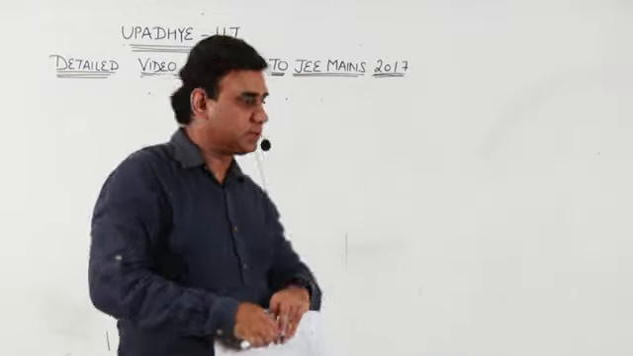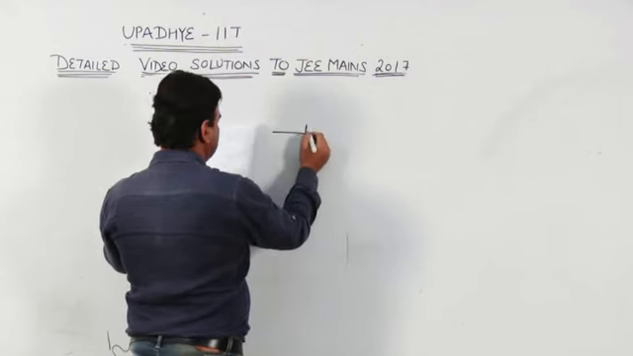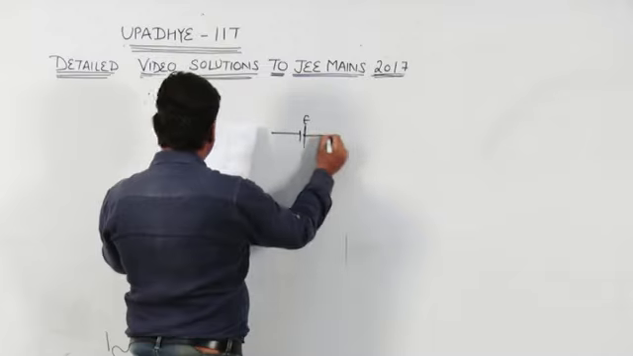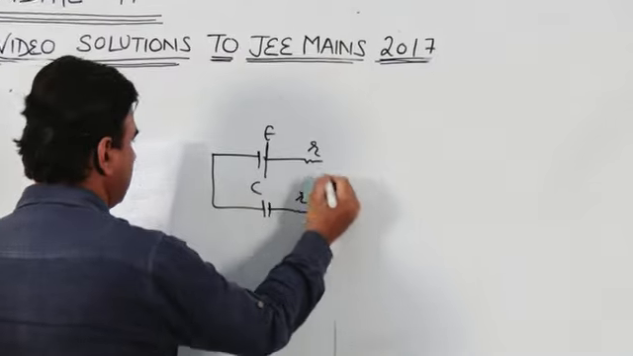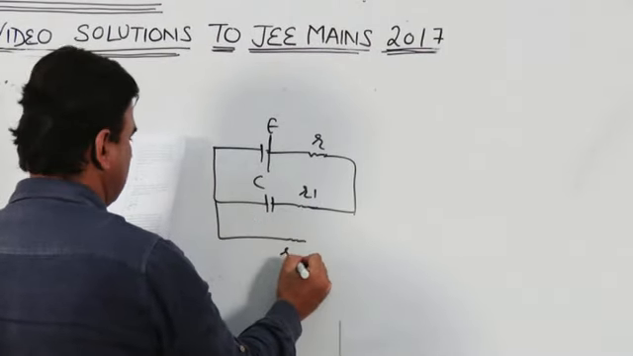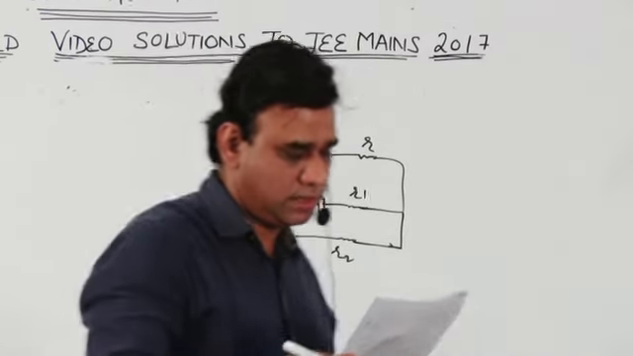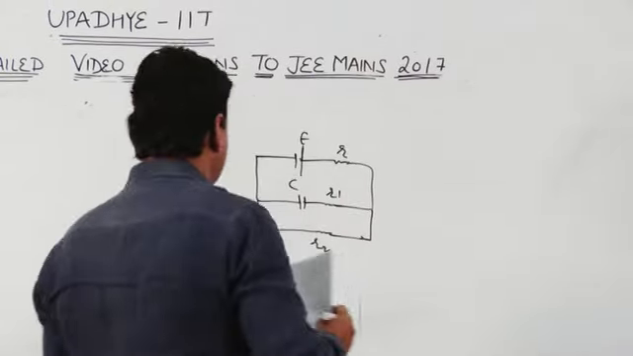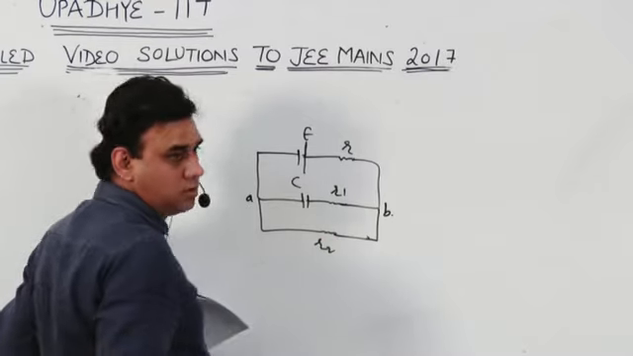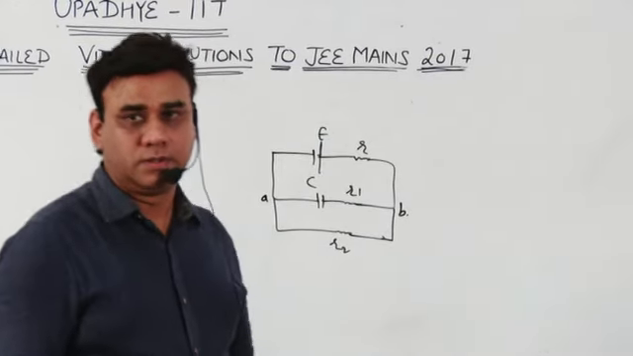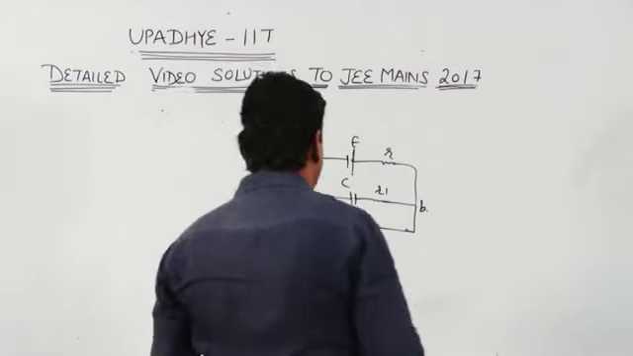When the capacitor is fully charged, then we know about the capacitor. Initially it is given a battery E, resistance R, and capacitor C, resistance R1, and another resistance R2. The capacitor is fully charged, and we have to find the charge across the capacitor. When the capacitor gets completely charged, whatever the potential across the nodes of the capacitor, that will be the potential across the capacitor.